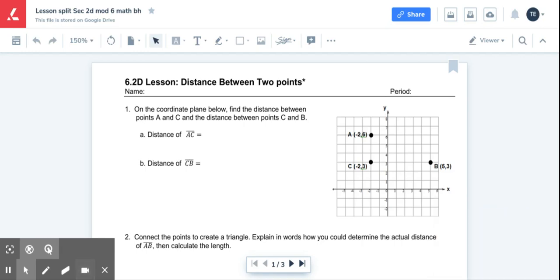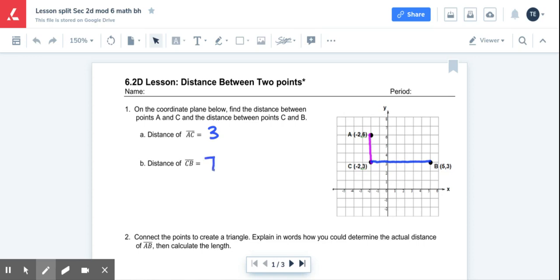On the coordinate plane, find the distance between point A and C and the distance between point C and B. Well, these are pretty easy because AC is vertical, so I can just count the units, 1, 2, 3, and BC is horizontal, so I can count those units too. 1, 2, 3, 4, 5, 6, 7. So when they're vertical and horizontal, easy peasy, I can just count. AC is 3 and BC was 7.